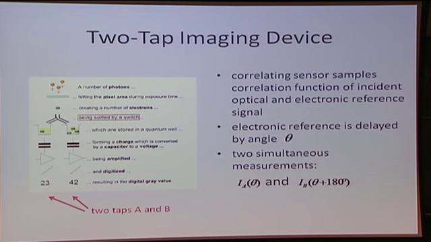So this sensor is able to acquire 2 samples of the correlation function in parallel. A sample at the angle theta and a sample which is shifted by 180 degrees to this angle. So here are the 2 taps, which I call A and B here, and the problem now is that these 2 amplification paths have different characteristic curves, so the photo response of the 2 taps is different.